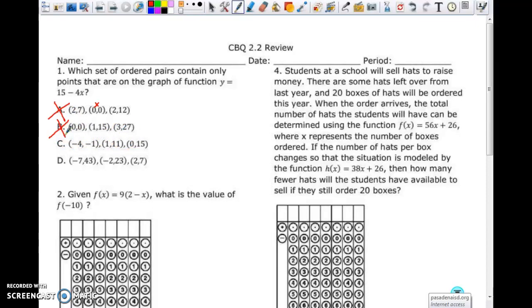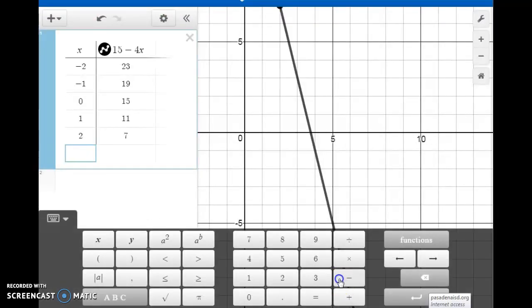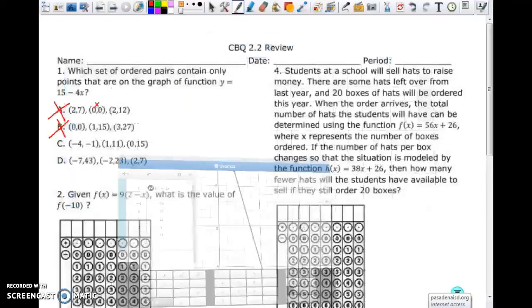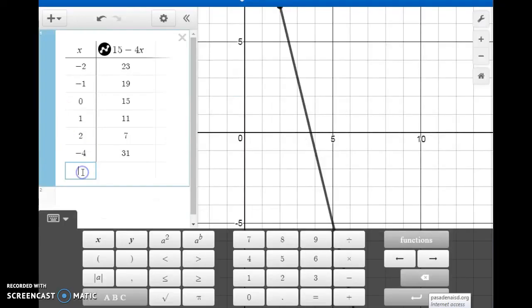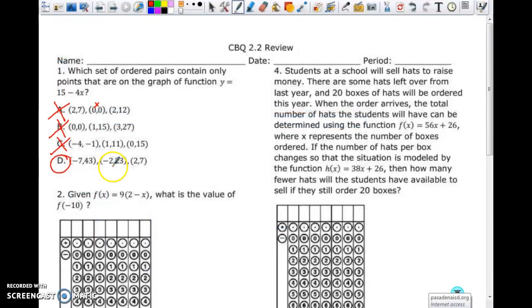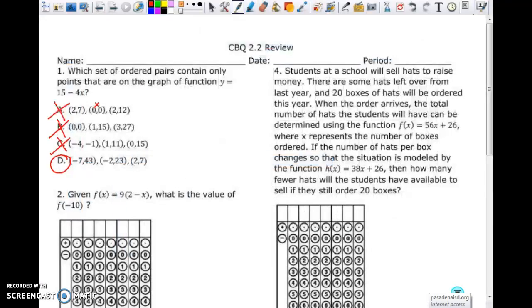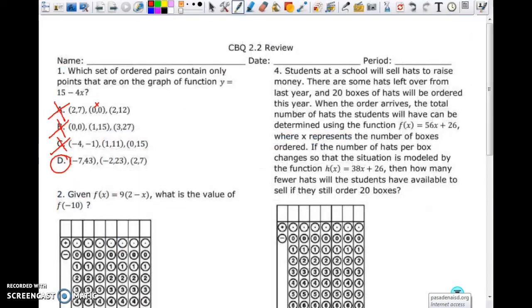All right, let's look here. Negative 4, negative 1. Negative 4 is not one of my options, so let's type it in. When my x is negative 4, I get a 31, not negative 1, so it cannot be it. So my answer has to be D, but let's check our answer. Negative 7, 43: negative 7, I get out 43. When it is negative 2, I have 23. That is correct. And when I put in a 2, I get out 7. So D was correct.